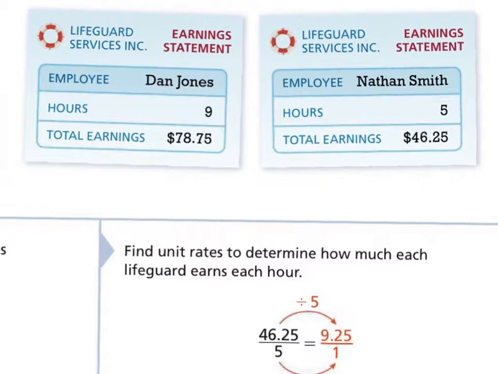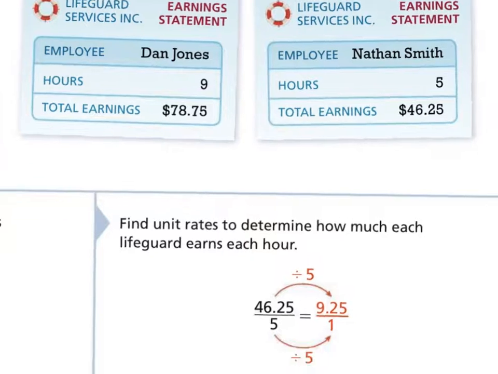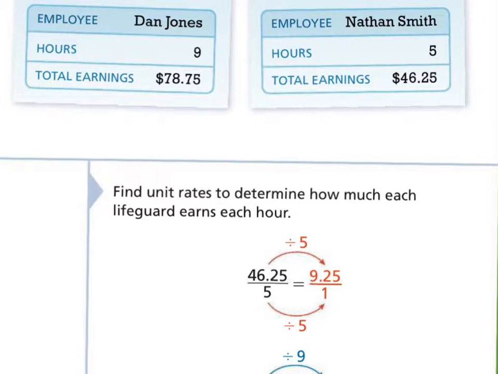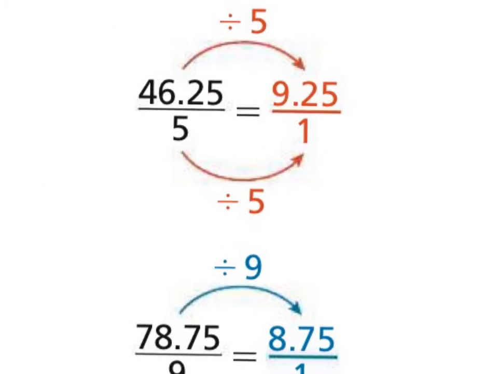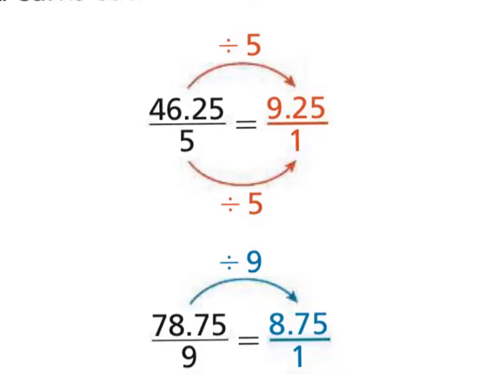So we can see what they've got here, what their earnings are. What we can do basically is find our unit rates here. For Nathan, it was $46.25 for 5 hours. You can divide those by 5. If you'll notice, what we're doing here is the same as just dividing these numbers. So if you take $46.25 divided by 5, that's $9.25 per hour.